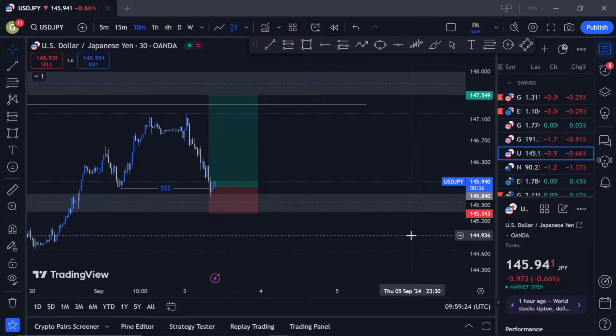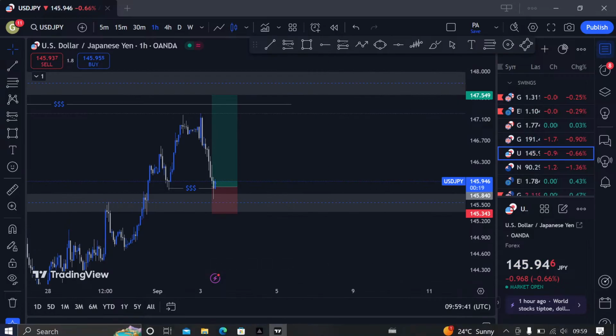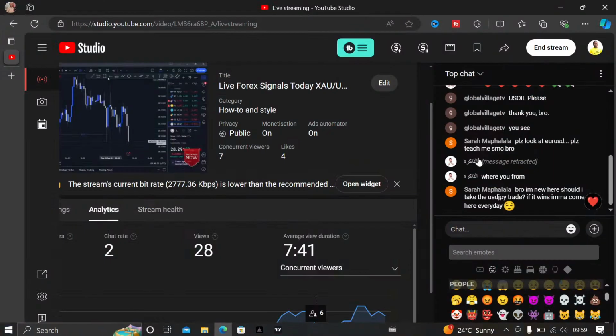My stop loss at 145.343, and then my take profit at 147.549. So that's my take profit. Just 21 seconds more for it to close, so you can take it.